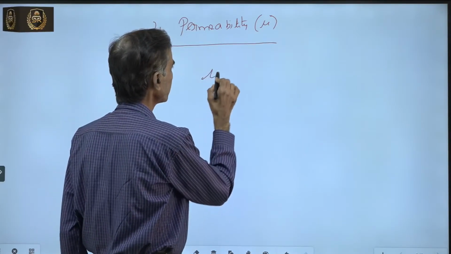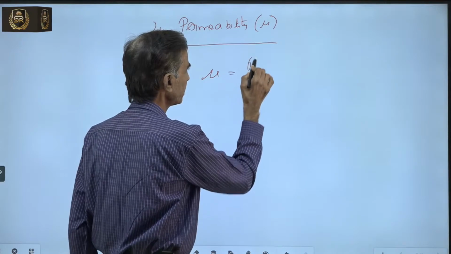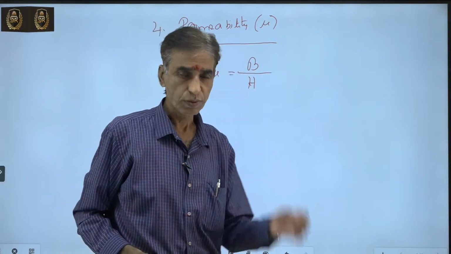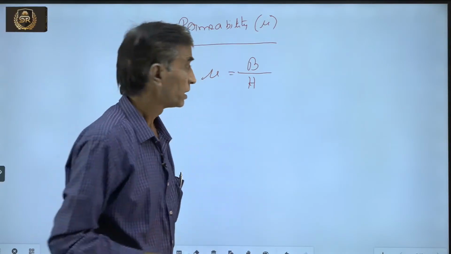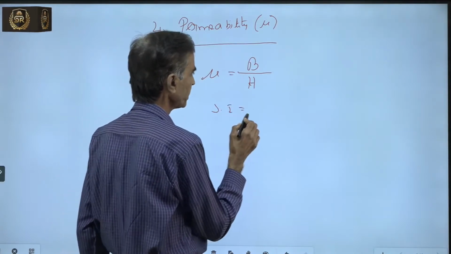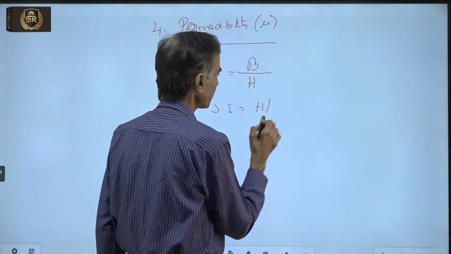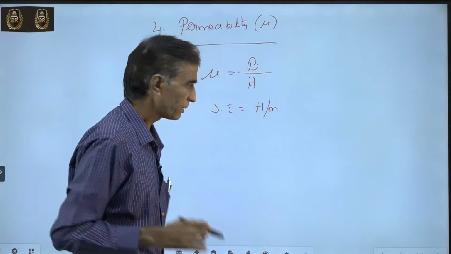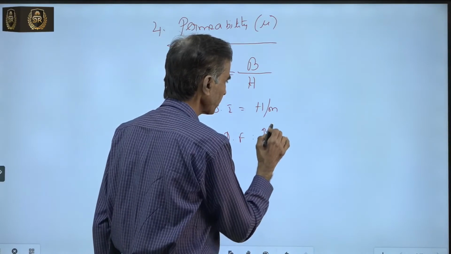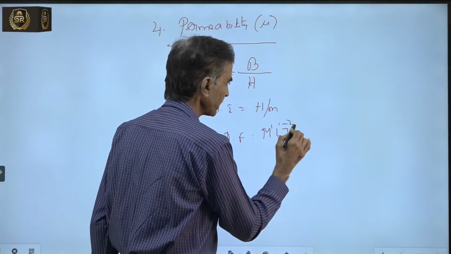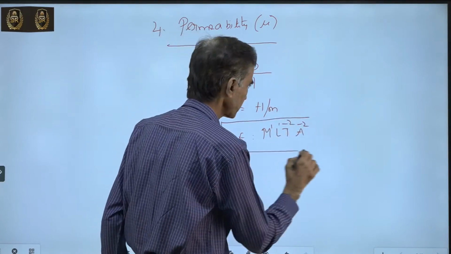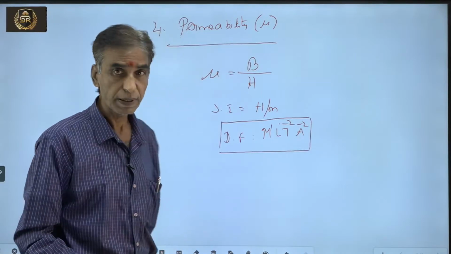So, mu is equal to B by H, and its SI unit is Henry per meter. The dimensional formula will be M1 L1 T minus 2 A minus 2. That is the dimensional formula for this quantity, that is permeability.